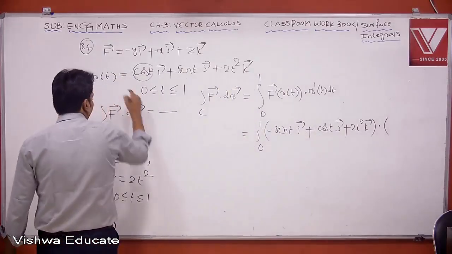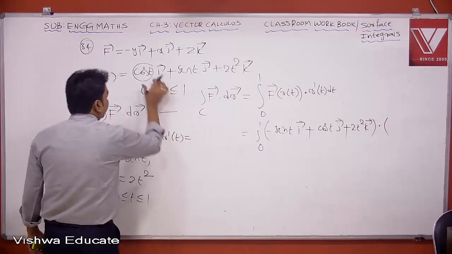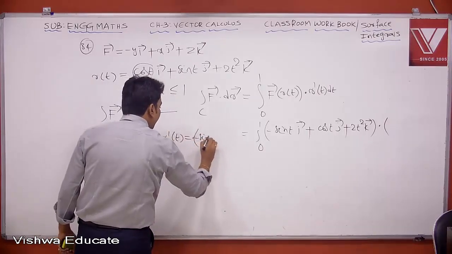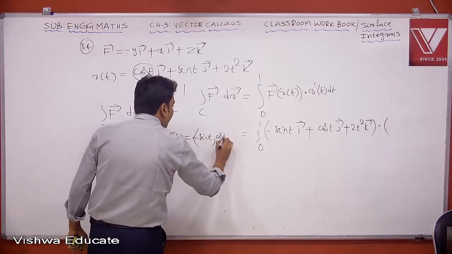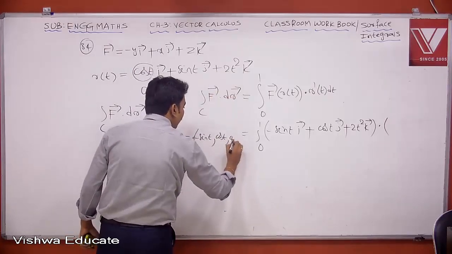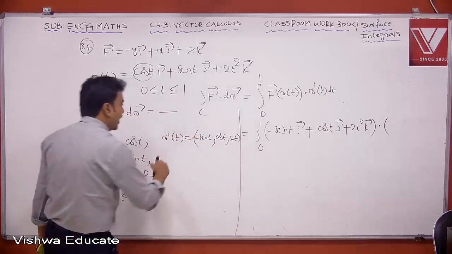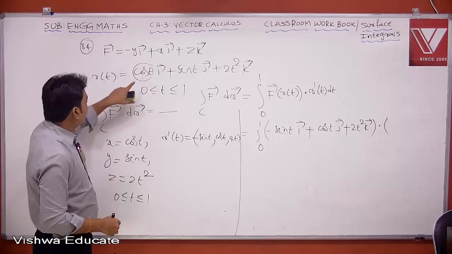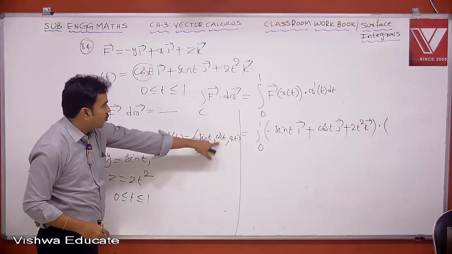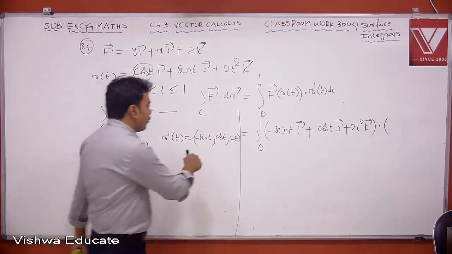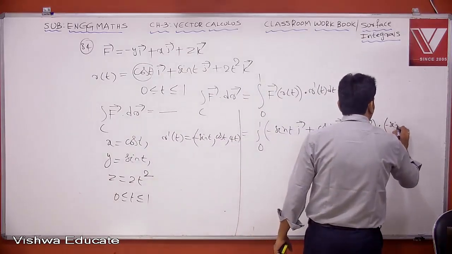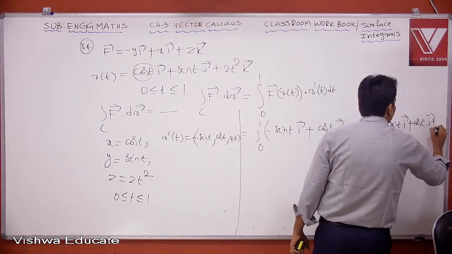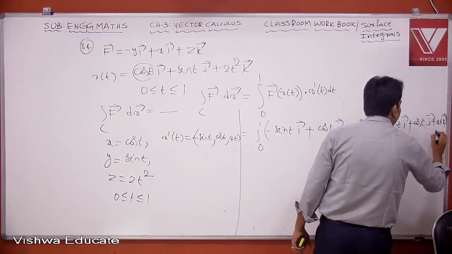Now here, r'(t): differentiate this. The derivative of cos t is minus sin t, the derivative of sin t is cos t, and the derivative of 2t² is 4t. Now this is r'(t), with the coefficients of i, j and k. Therefore r'(t) is minus sin t i plus cos t j plus 4t k.